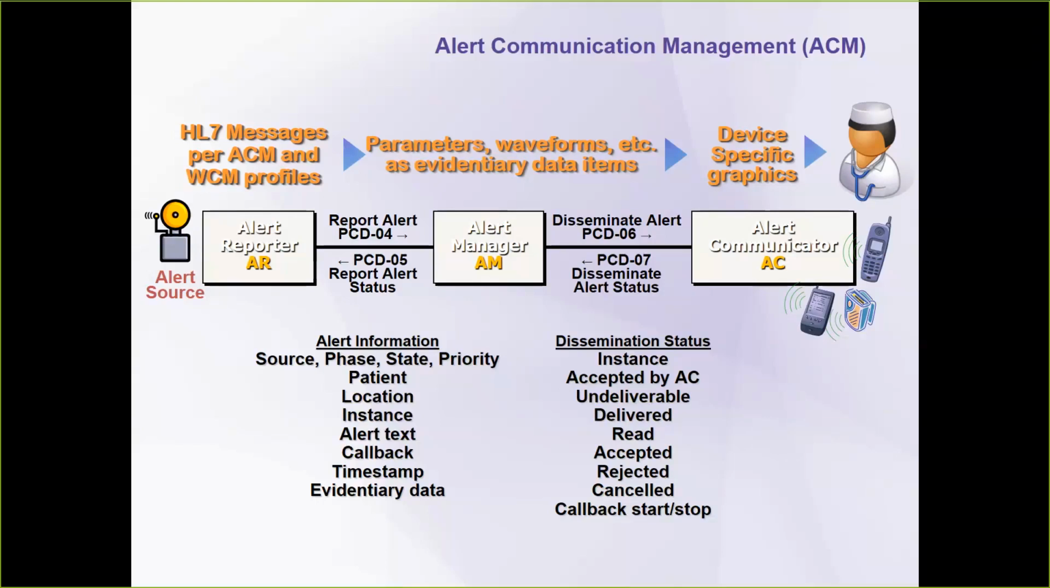The AM actor, in order to collect that information, is going to be sending that to an AC. The AM actor produces a PCD06 message to deliver the message for display on the AC actor. That would be an endpoint smart device or other device. The AC actor can then provide status updates back to the AM for use in alert escalations, reporting, or logging through the use of a PCD07 message that they would deliver back for each one of those status updates. This profile can use these transactions to support all phases of the alert process from start to end.